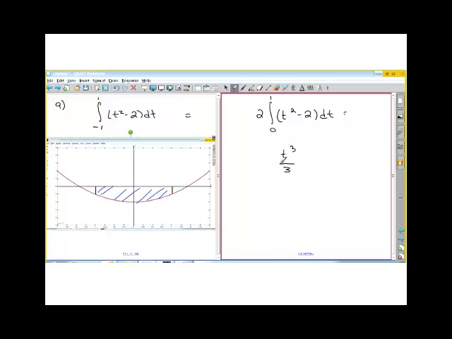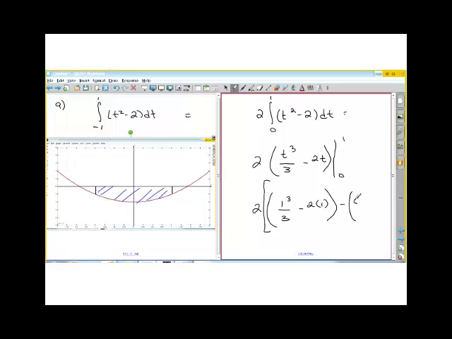So we integrate t squared, we get t cubed over 3. We integrate 2 dt, and we get 2t. And we're evaluating between 0 and 1, and we're multiplying everything by 2. I have to remember a factor of 2 here. So we get 2 times the upper limit. So we evaluate that at the upper limit, and then we subtract.